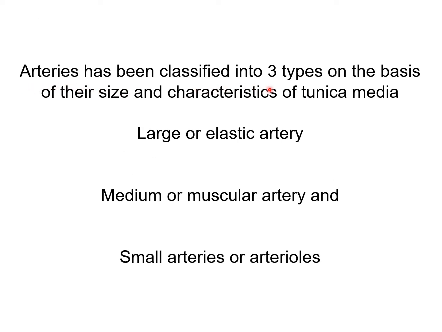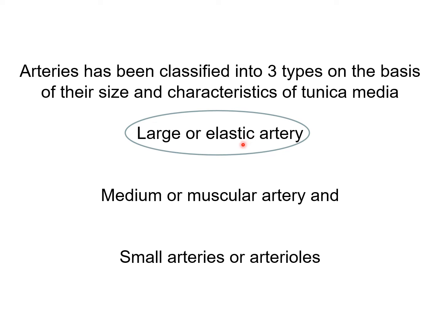Arteries have been classified into three types on the basis of the size and characteristics of tunica media. The large arteries, most of the large arteries are elastic arteries, where the tunica media consists of predominantly elastic tissue and less muscle fibers. Examples are aorta, pulmonary trunk, brachiocephalic trunk, common carotid artery, subclavian arteries. The cross-sectional diameter of the ascending aorta and pulmonary trunk are each about 30 millimeters.